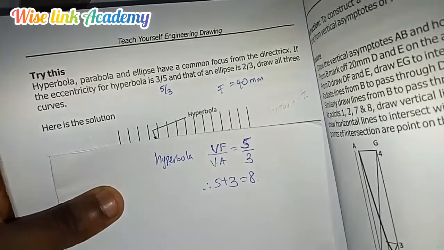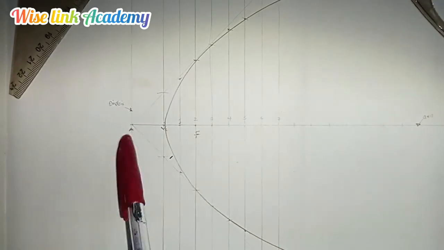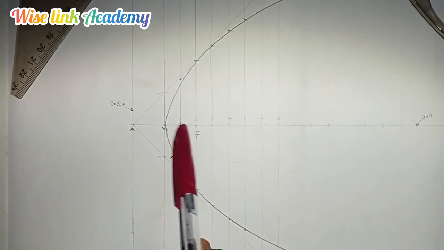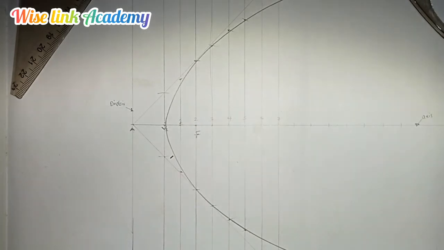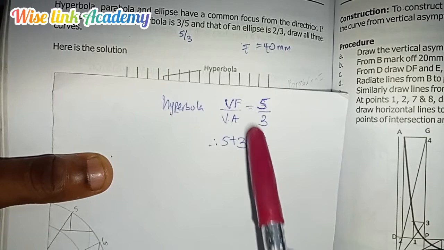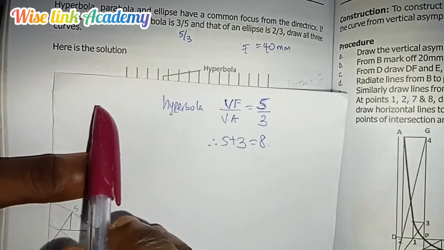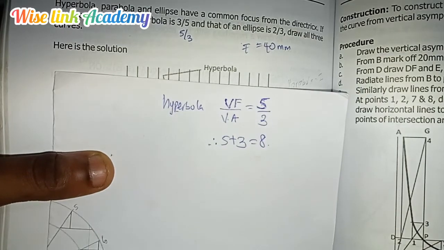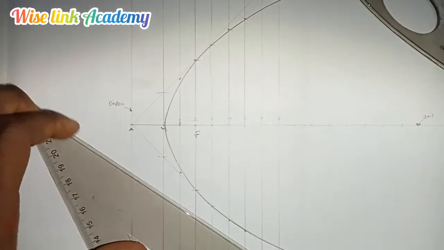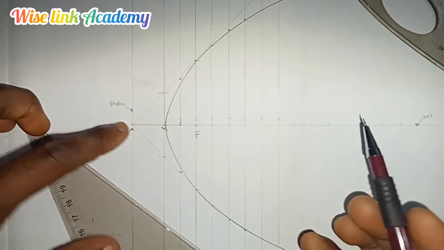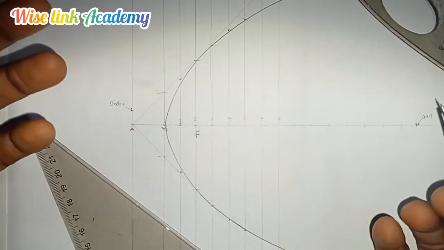Now you come back to this point. From this point here to your focus, you divide it by 8, because the sum of this adds up to 8. So we are going to divide that line from the directrix to our focus by 8. So let's do that. How do we divide that line from here to this place into 8 places?